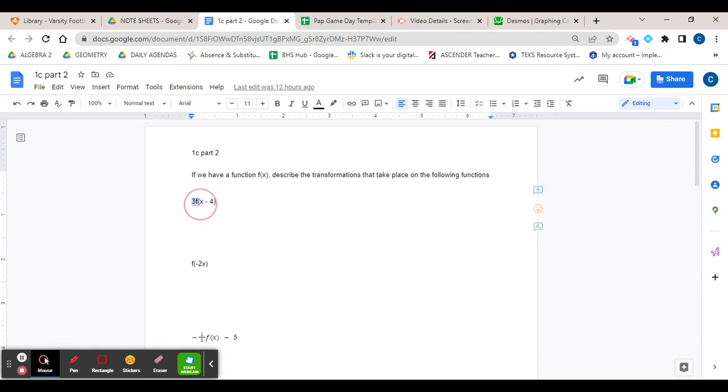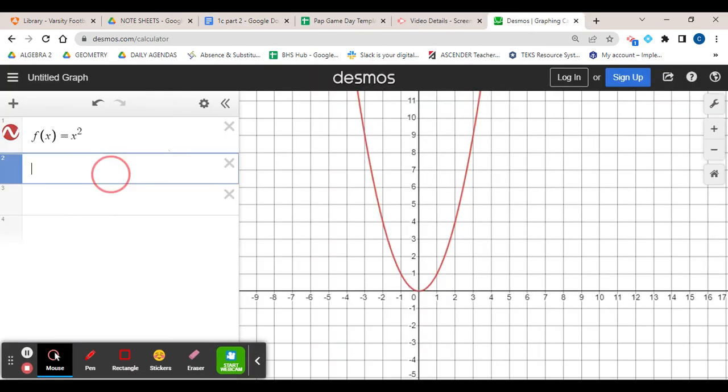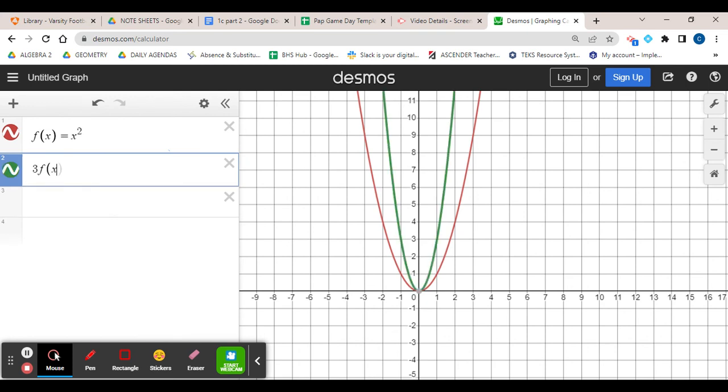Okay, let's look at the first one, 3f of x minus 4. So 3 stretched it vertically by a factor of 3, and then minusing 4 moved it to the right by 4. Let's look at it. 3f of x minus 4. Bang. So this thing here was vertically stretched by a factor of 3, and it moved over 4.